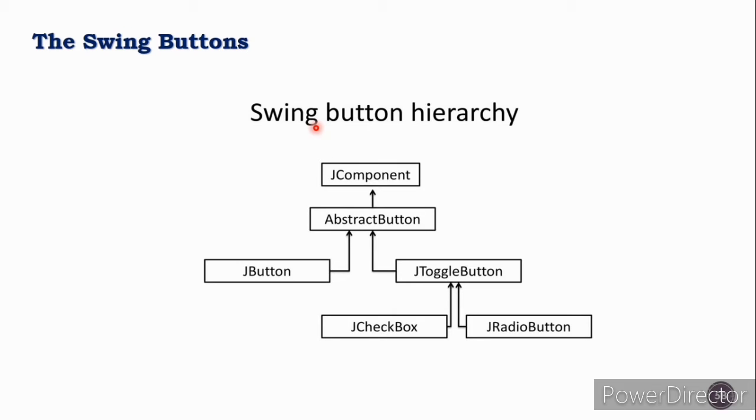See here, this is the Swing button hierarchy. The superclass for all the buttons is JComponent and AbstractButton, which extends the JComponent. AbstractButton is the superclass for these 2 classes, JButton and JToggleButton. And JToggleButton is the base class for JCheckBox and JRadioButton. This is how the Swing button hierarchy looks.